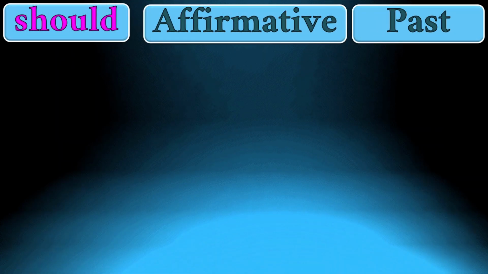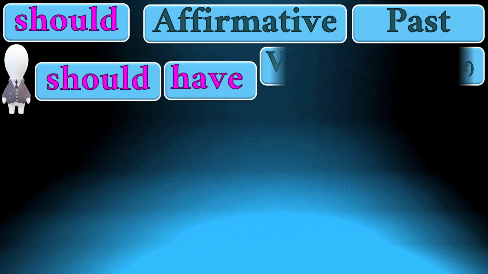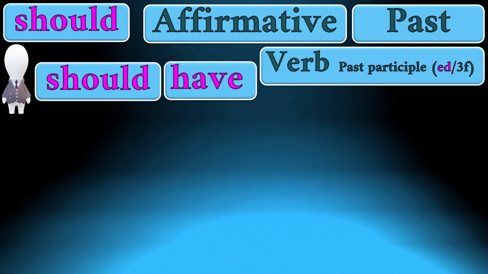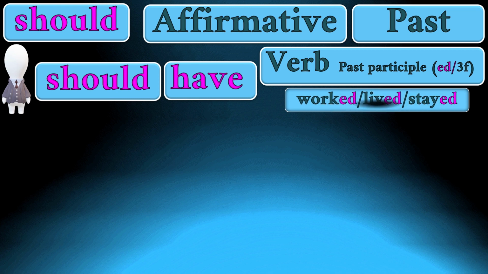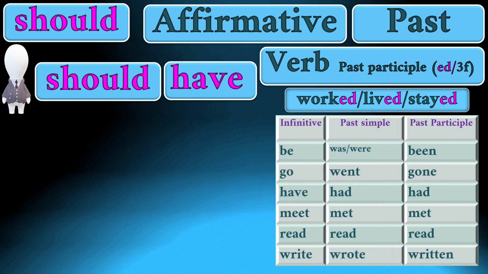To complete an affirmative sentence with should describing past sorrow or regret, we start with subject, then should, have, and the verb in past participle. If the verb is regular, we add ed, like worked, lived, stayed. If the verb is irregular, we need the third column of irregular verbs, like been, gone, had, etc.